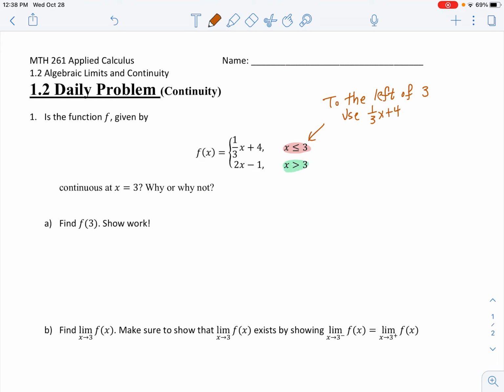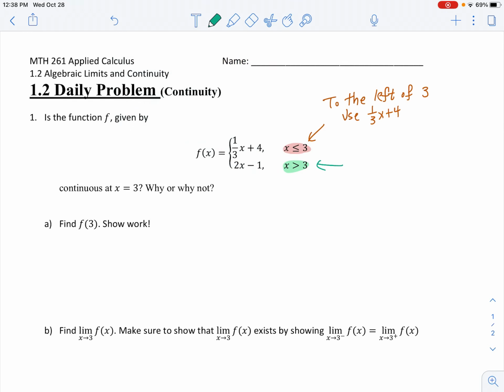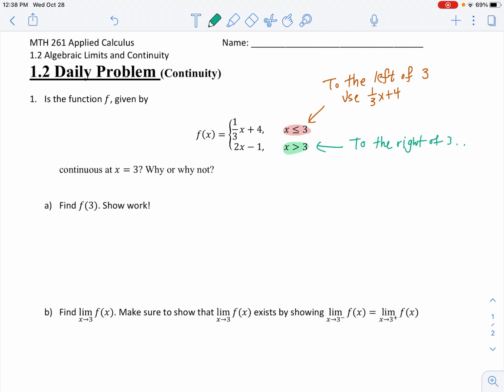So this is the function that will be used for the right of 3, or any number that's bigger than 3. But why am I calling these right and left? Because I'm gonna talk about the left-hand limit and the right-hand limit in part B. So to the right of 3, that's the right side of 3. So I'm asking you to determine whether this function is continuous at x equals 3. And I'm asking you why or why not.